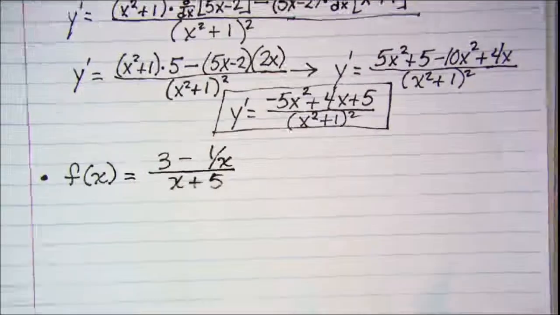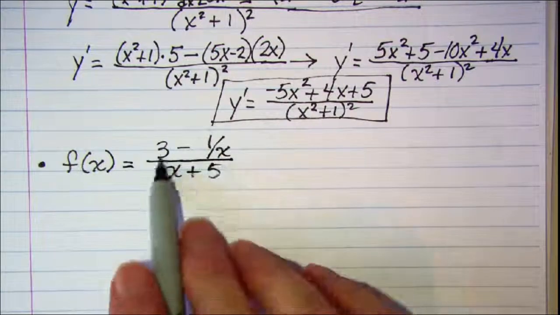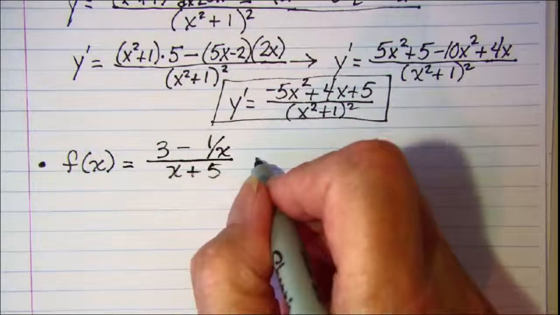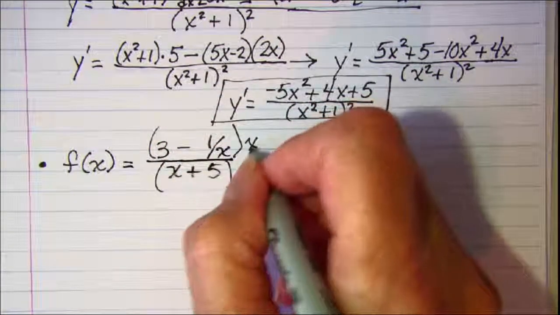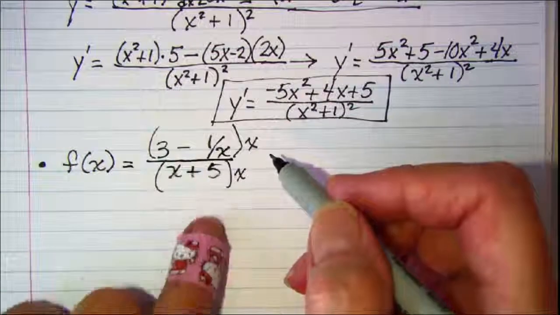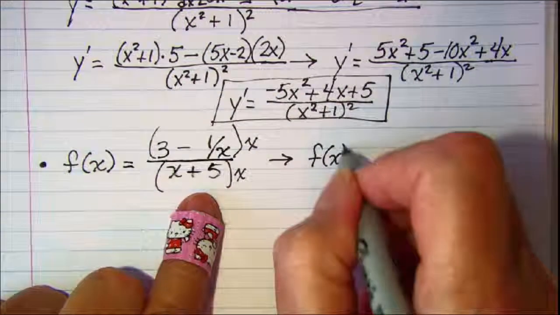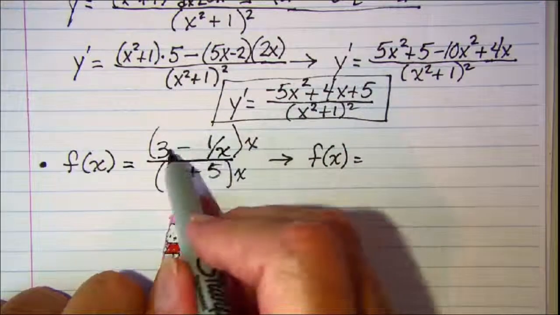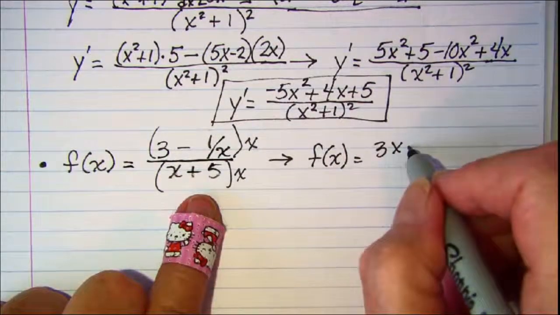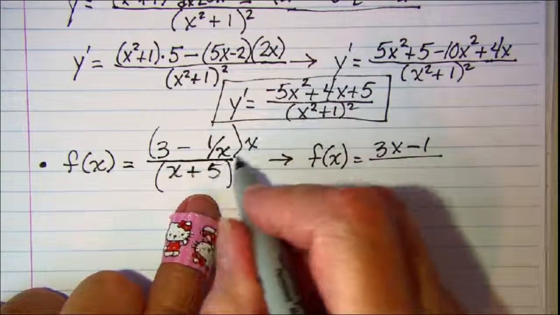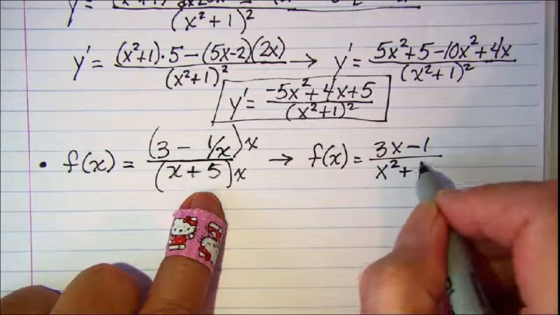Do one more. Now before I start the derivative of this, I would simplify this complex fraction. So let's multiply top and bottom by x to simplify the complex fraction. So we get f of x, this is just a rewrite, is equal to 3x minus 1, because the x's cancel, over x squared plus 5x.